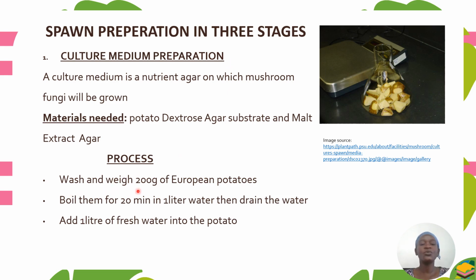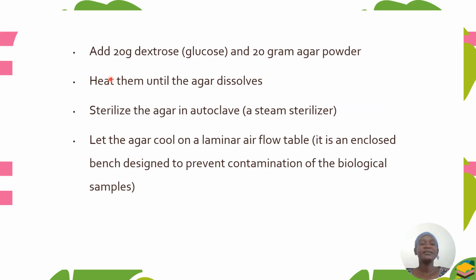First of all, you wash and weigh 200 grams of European potatoes. Then you boil them for 20 minutes in 1 liter of water. Then later on, you drain the water. Then you add 1 liter of fresh water to the potato. So we have the jar here, and that's the jar which we can use. After adding cold water, you add 20 grams of dextrose or glucose and 20 grams of agar powder.